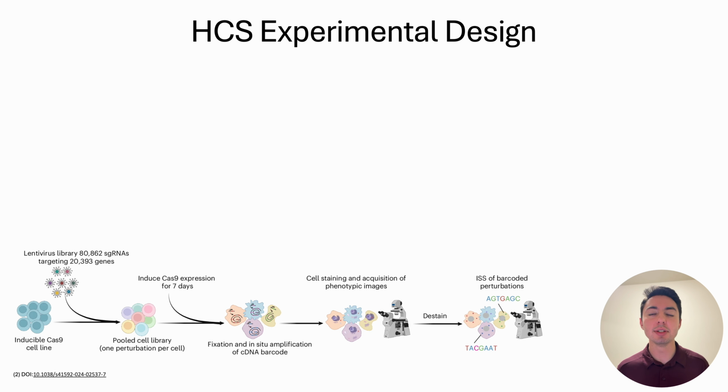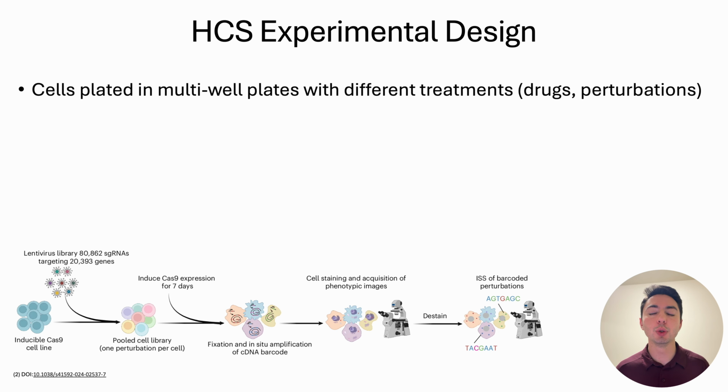Next, let's talk about HCS experimental design. These experiments are usually performed in multi-well plates, where each well contains cells exposed to a different condition. This could be a different drug, genetic perturbations like using CRISPR knockouts, or some environmental change.